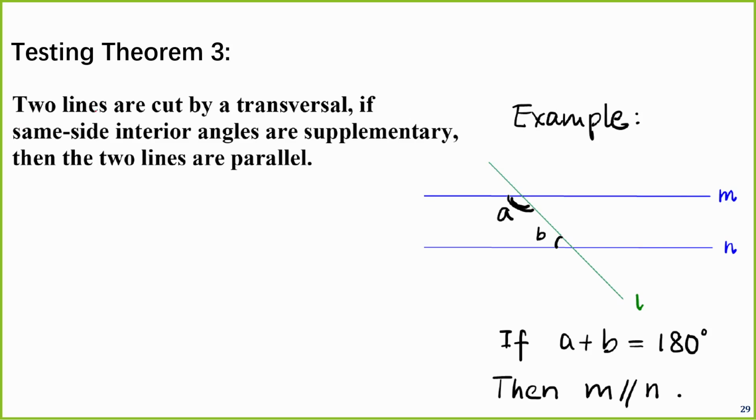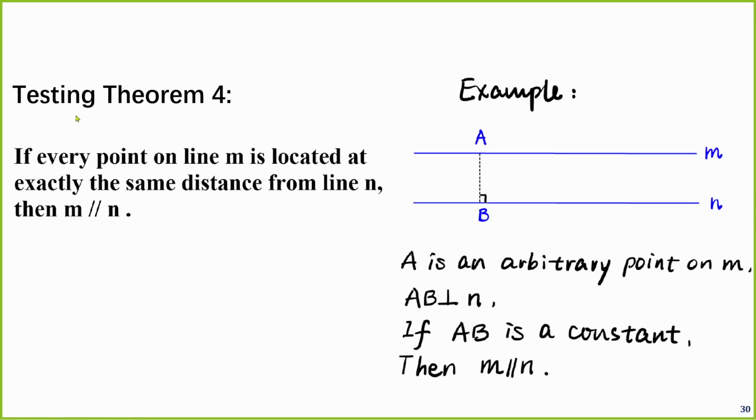Testing theorem 3 states that if two lines are cut by a transversal and if same side interior angles are supplementary, then the two lines are parallel. For example, in this diagram here, if we know angle A plus angle B equals 180 degrees, then M is parallel to N. Okay, the problem is how do you prove each one of them? Okay, I forgot the last one. The last one is, if every point on line M is located at exactly the same distance from line N, then M is parallel to N. For example, in this diagram, A is any point on M, and AB is perpendicular to N. If AB is a constant, then M is parallel to N. Okay, the problem now is, how do you prove each one of them?